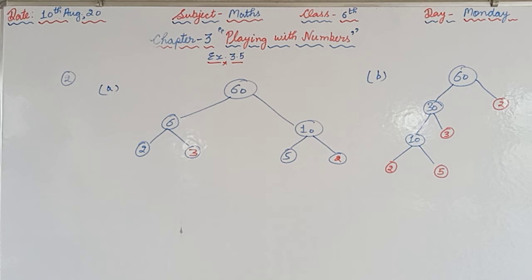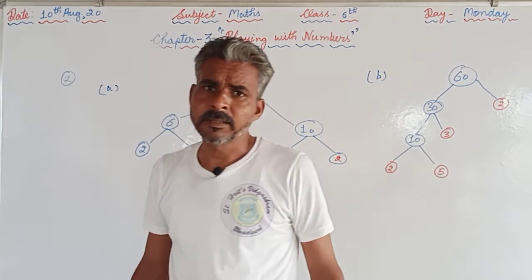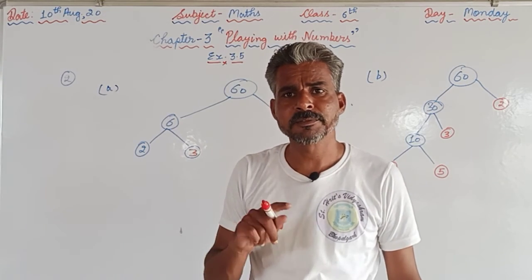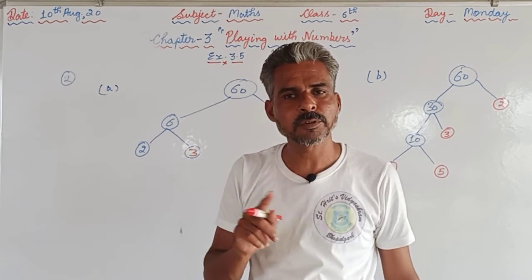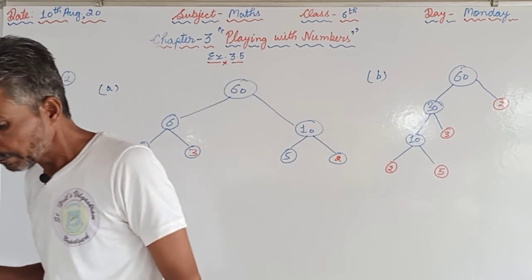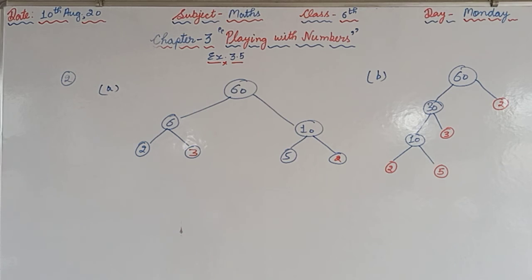In the next question, which factors are not included in the prime factorization of a number? We are not supposed to include the composite numbers or the numbers which are not prime. 1 is neither prime nor composite, so we are not supposed to use 1 in the prime factorization method. So like this you are supposed to proceed.